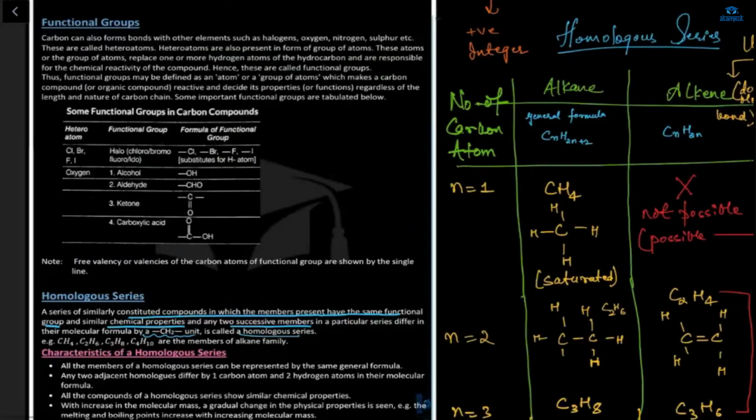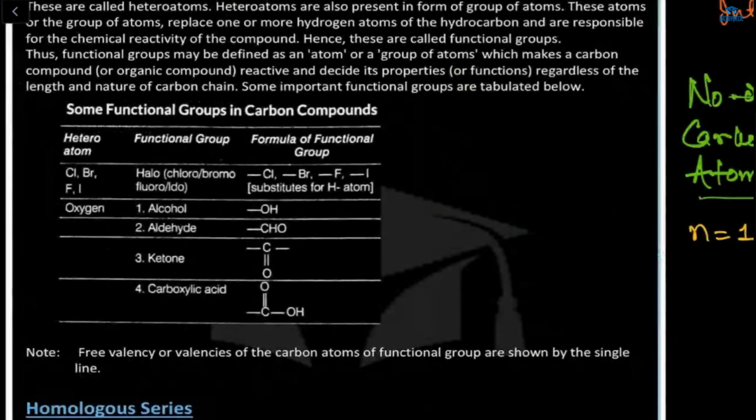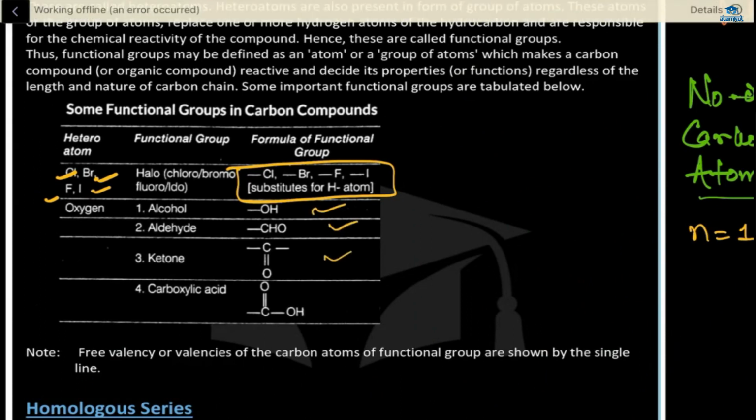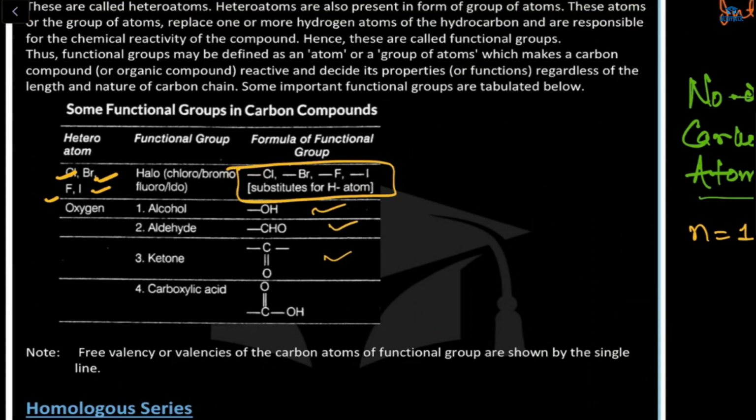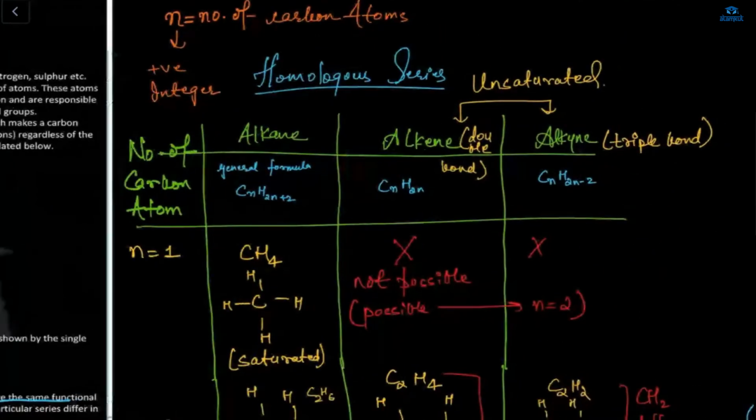Now here we will see what are functional groups. Functional groups, homologous series. So these are very important topics in chemistry. Here is your chlorine, bromine, fluorine, iodine, right? Chloro, bromo, fluoro, iodo, which are the substituents, written like this: Cl, Br, F, I. Alcohol is OH, aldehyde CHO, ketone is CO, and carboxylic acid is COOH. So now here we will discuss the homologous series.